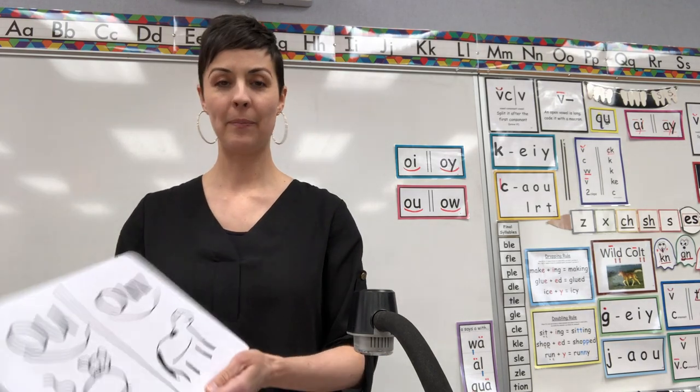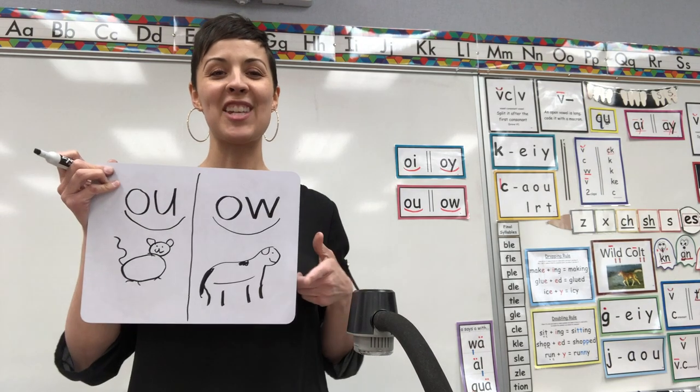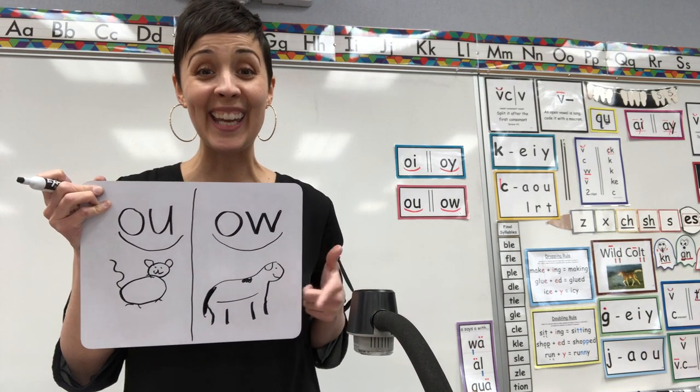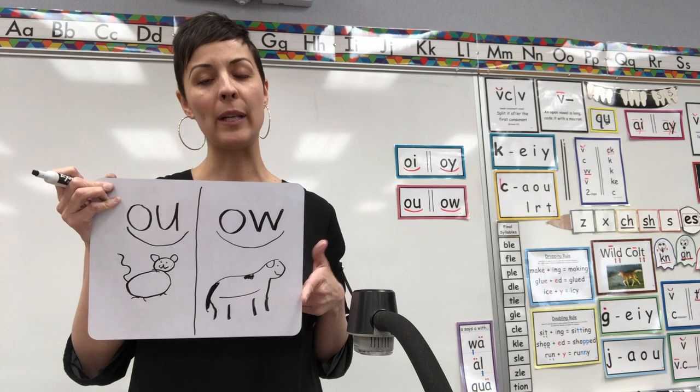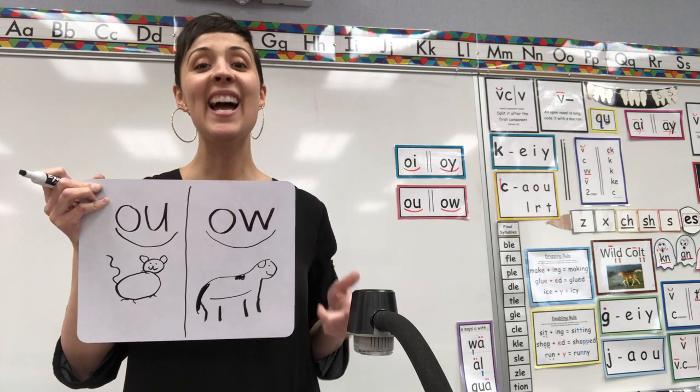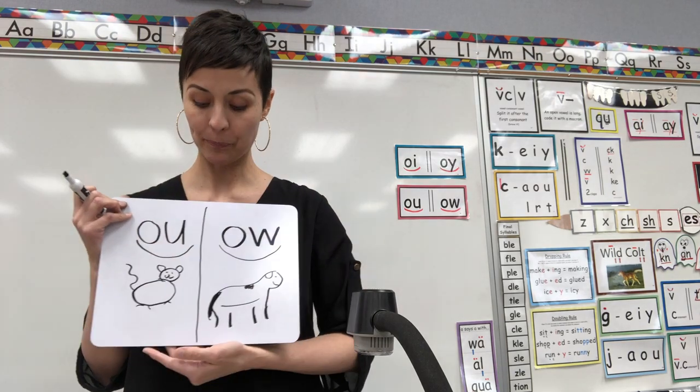Okay, time's up. Let's check it. You should have drawn a picture of a cow. Yep, that's a cow. We say cow, ow. Ready? Cow, ow. You got it.